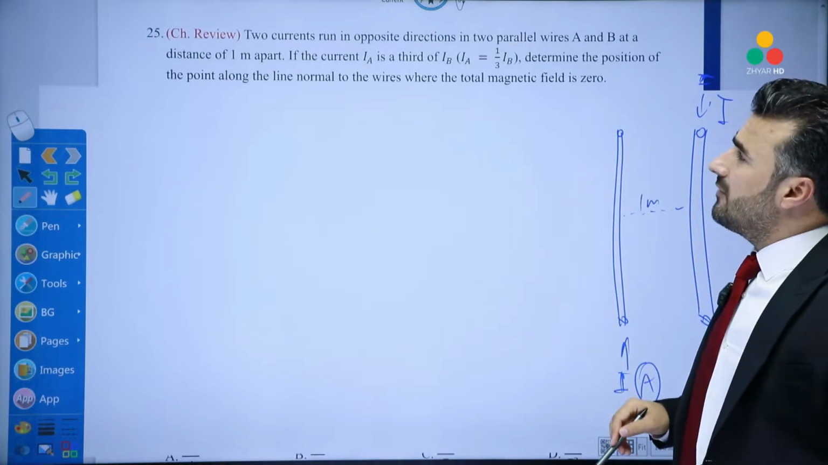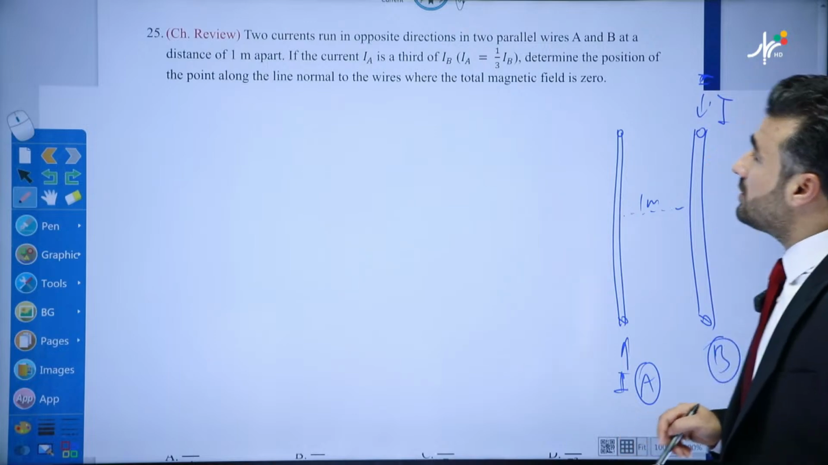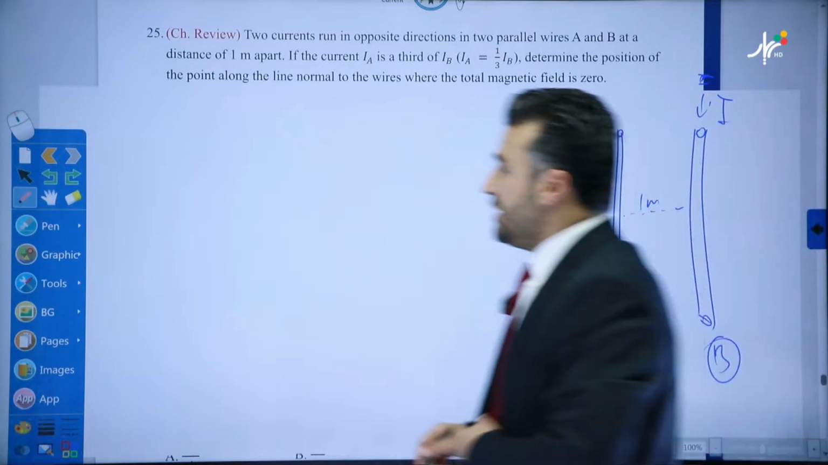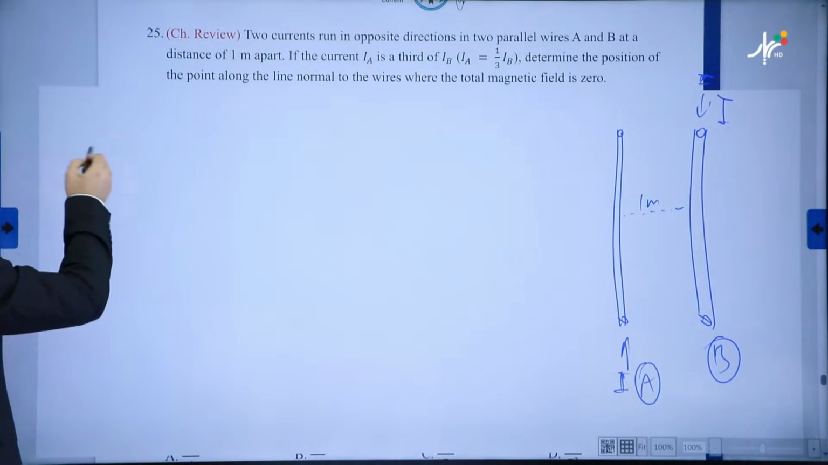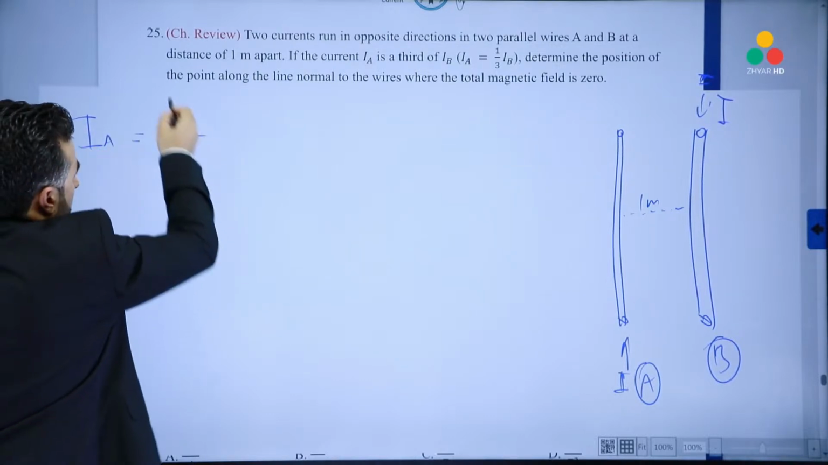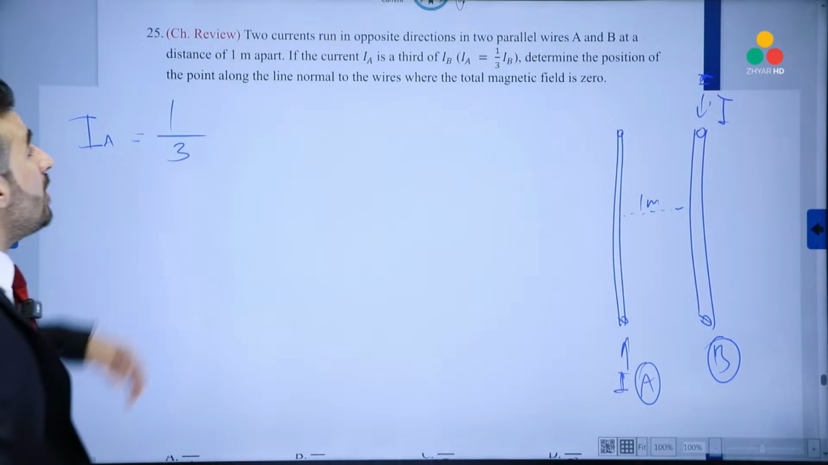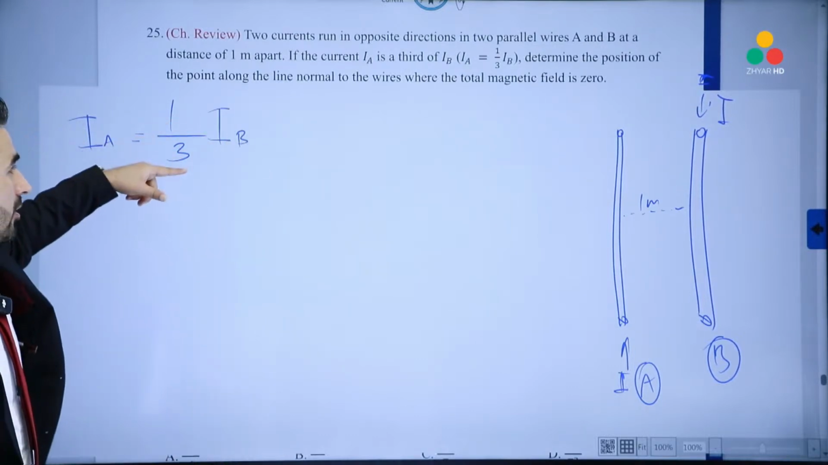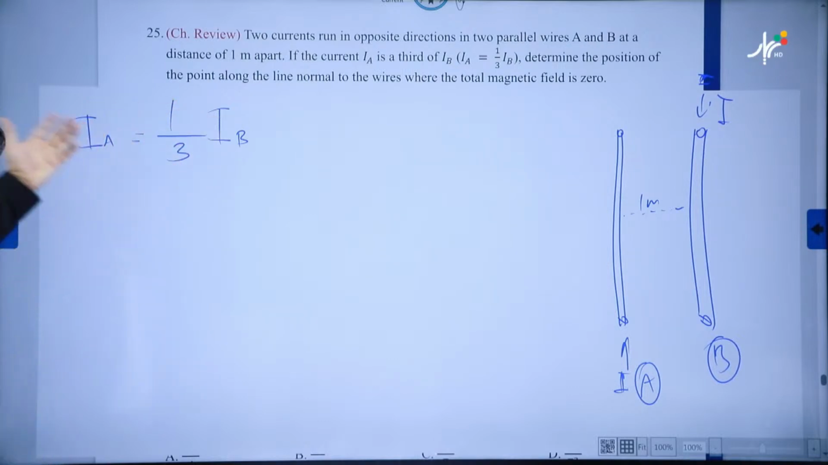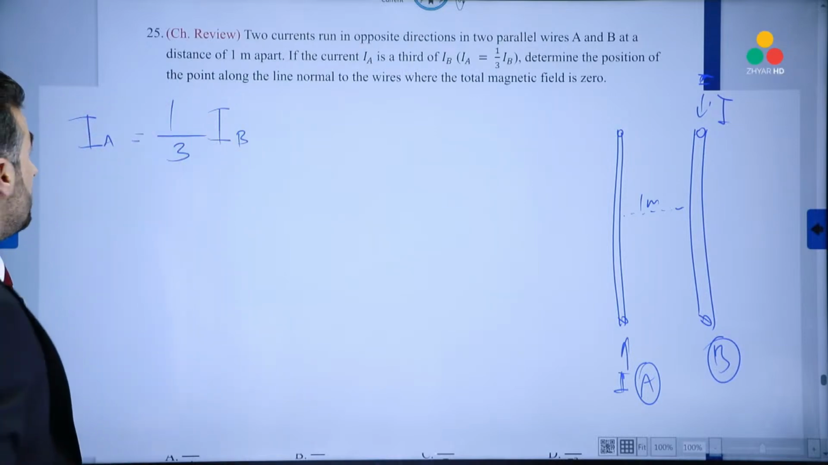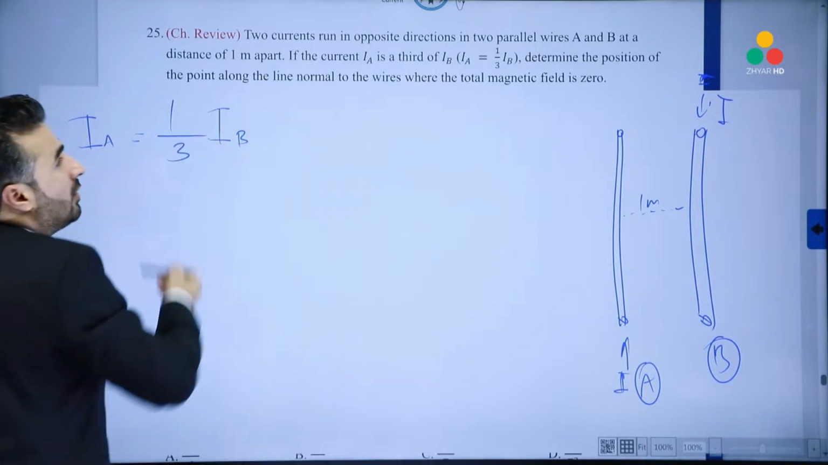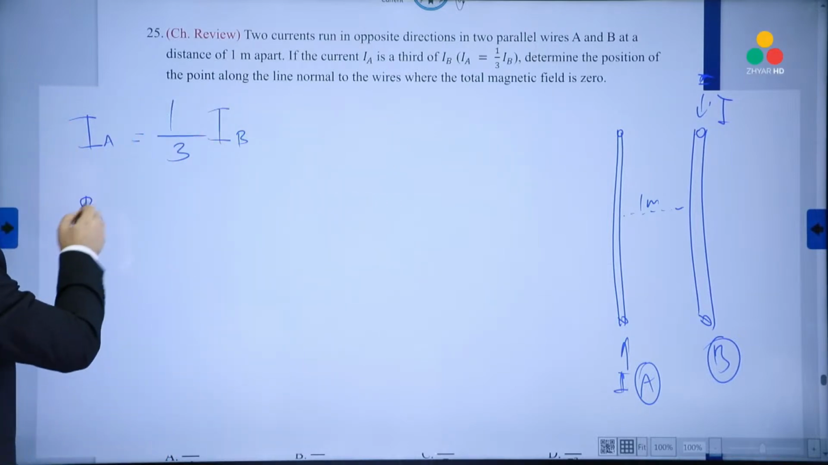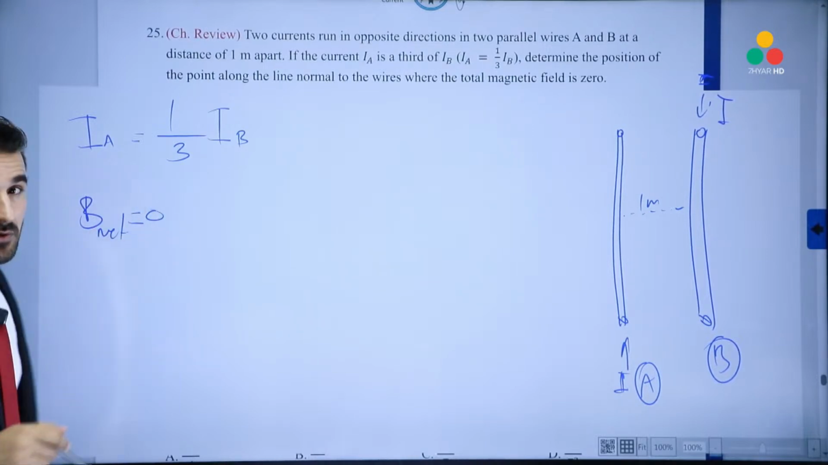If the current IA is a third of IB, what does a third of IB mean? When we say a third, that means 1/3. A third of what? A third of IB. So we can say IA equals 1/3 of IB. In other words, the current in A is going to be weaker than the current in B. Determine the position of the point along the line normal to the wire where the total magnetic field is 0. So at which point is the net magnetic field going to be 0 here?